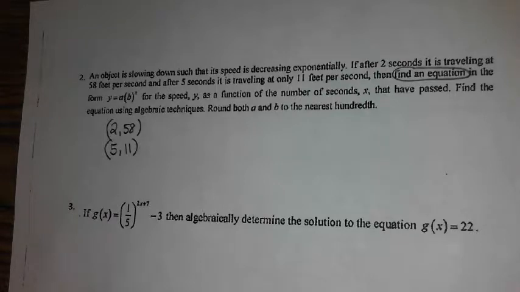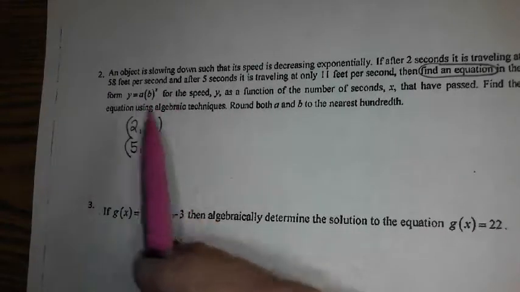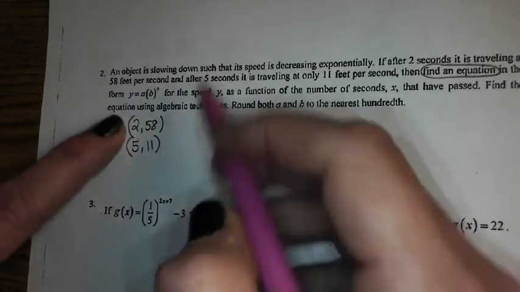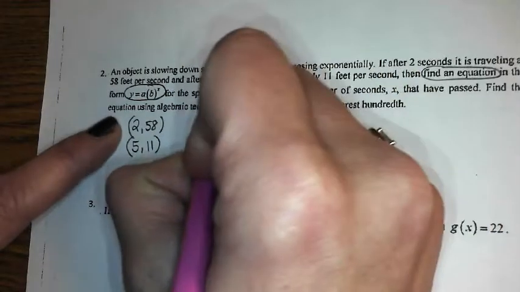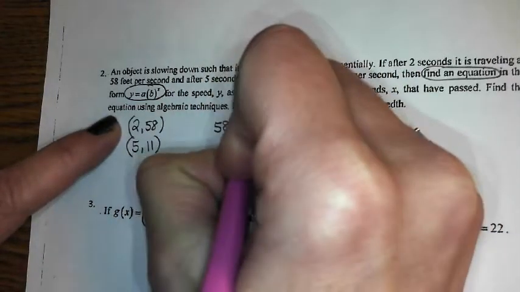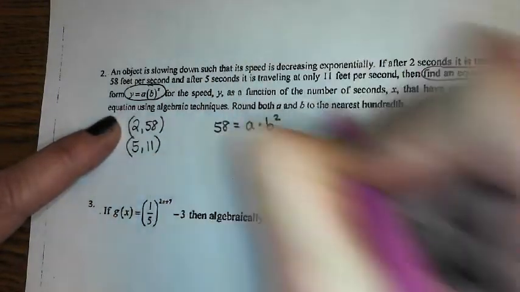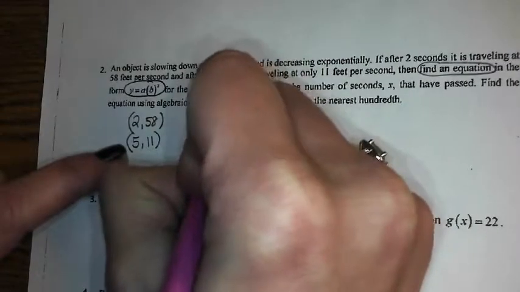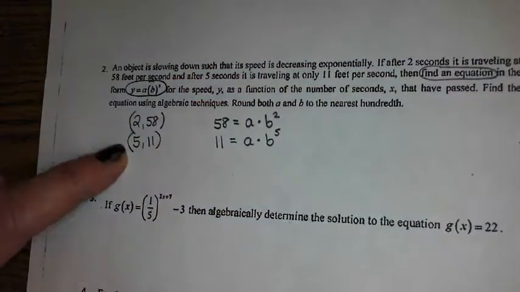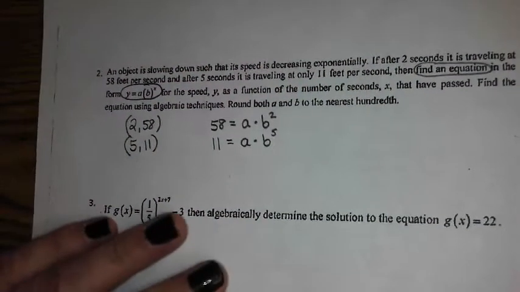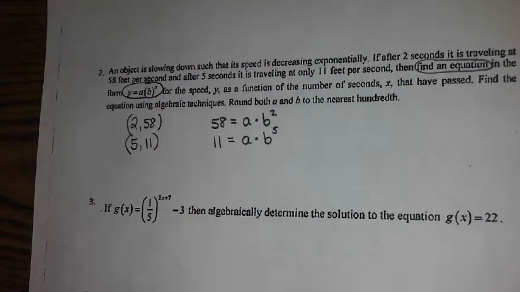And so you'll recall that in order to write the equation for an exponential growth, you have to plug in both points into y equals a b to the x. So that's 58 equals a times b squared, and 11 equals a times b to the 5th. What do we do to those 2 equations to solve this system? Do you remember?